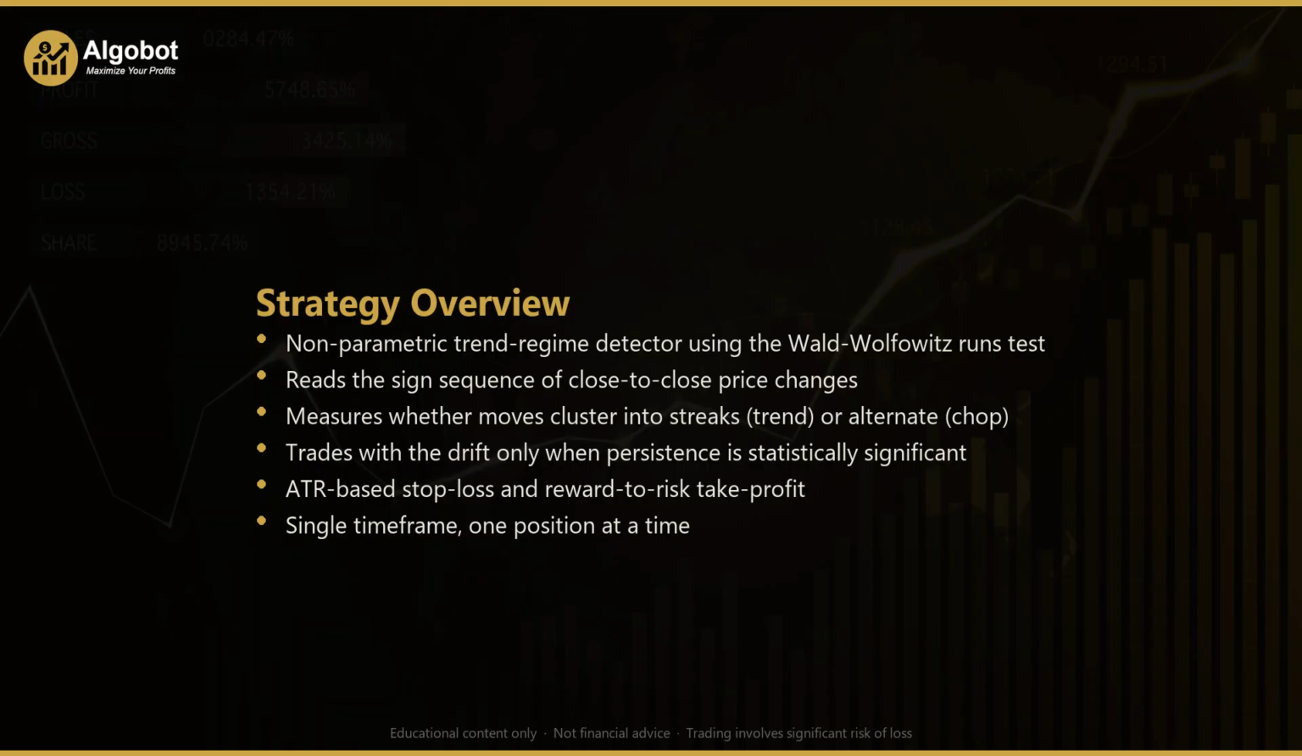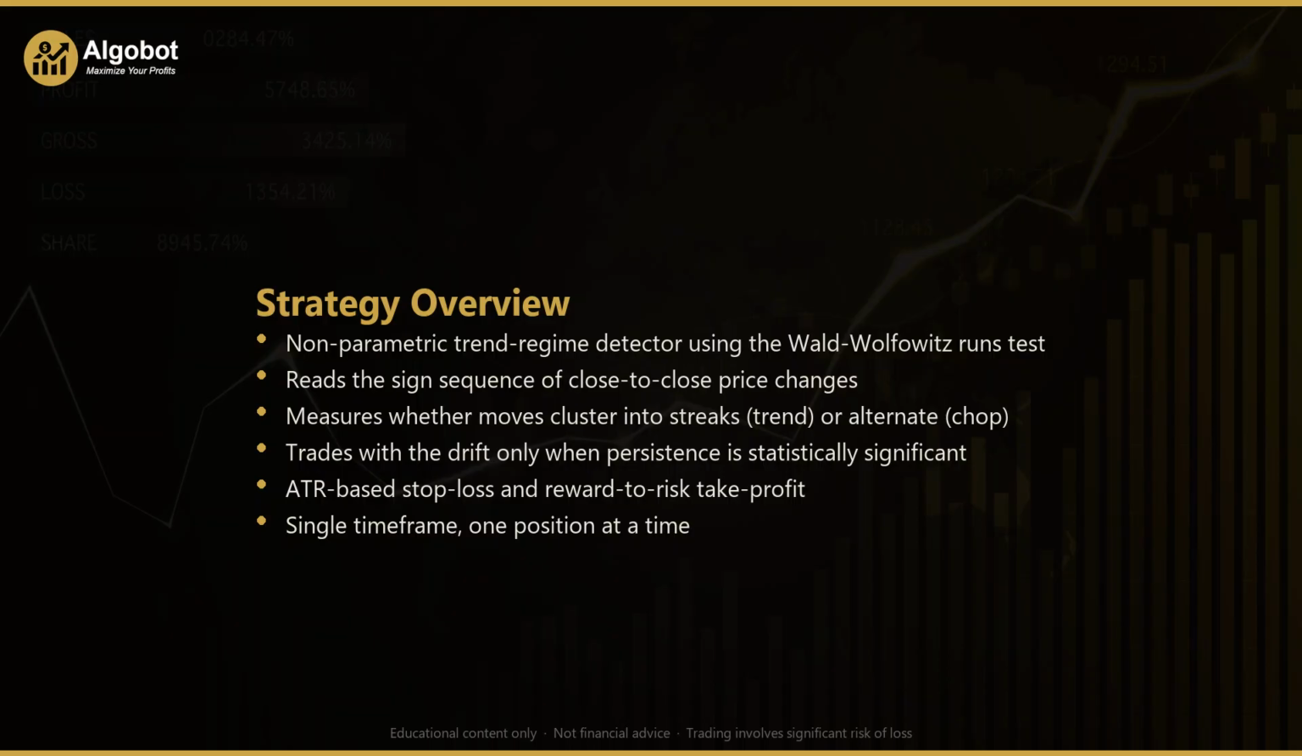Here's the intuition. Take the last several completed bars and label each one with a simple plus or minus, depending on whether the close finished above or below the previous close. Now you have a string of signs. A run is any unbroken streak of the same sign. If price were behaving like a fair coin, with no memory from one bar to the next, statistics tells us roughly how many runs we should expect to see. The strategy compares the actual number of runs to that random expectation and turns the difference into a standardized score.